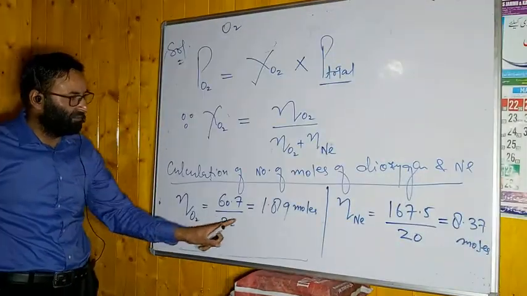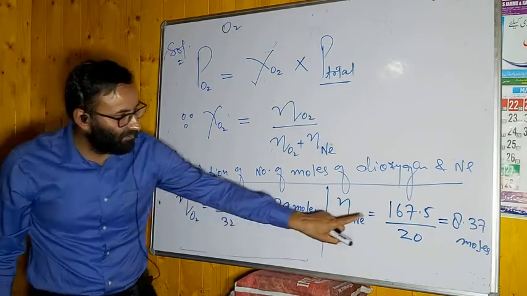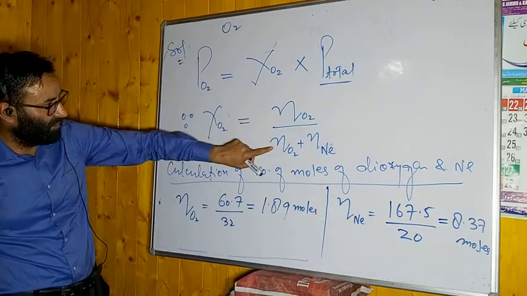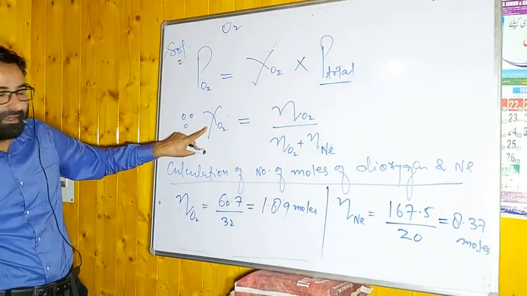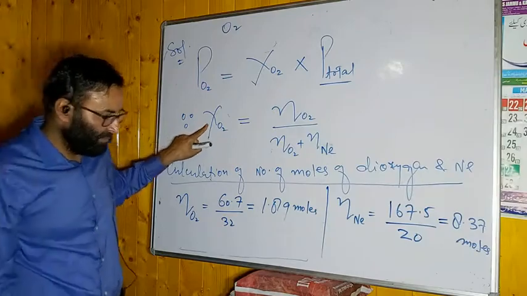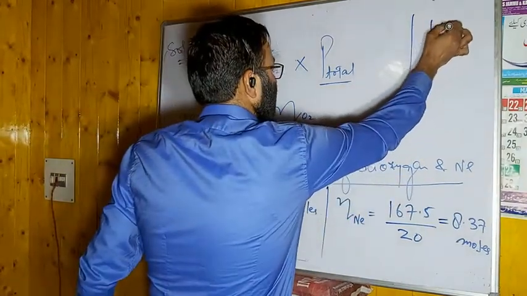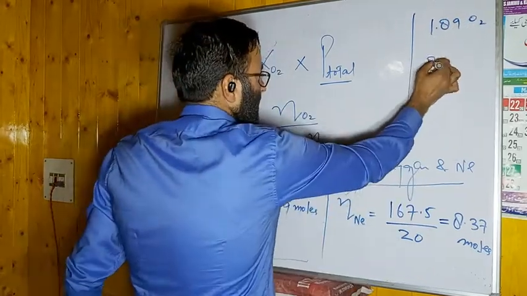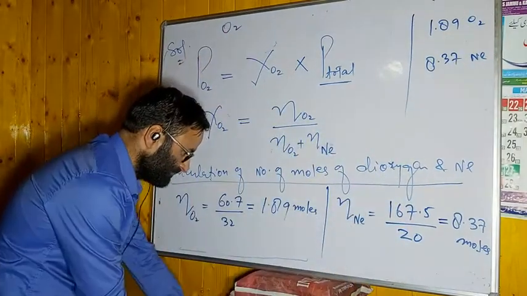Dear students, to solve the problems on calculation of partial pressure of a gas, you must determine the number of moles. This is the number of moles of O2 and this is the number of moles of neon. Now you can substitute. पहले मैं यहाँ पे लिखूंगा number of moles of O2 कितने हैं, 1.89 moles of O2. यहाँ पे मैं लिखूंगा 8.37 moles of neon. इतना आपको याद रखना है.